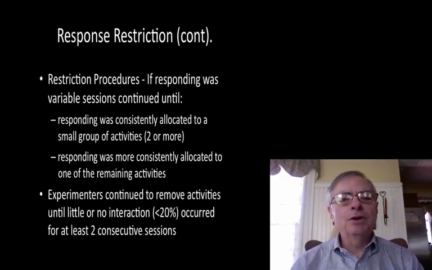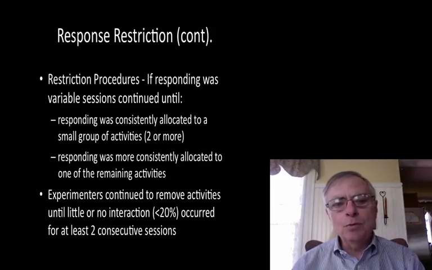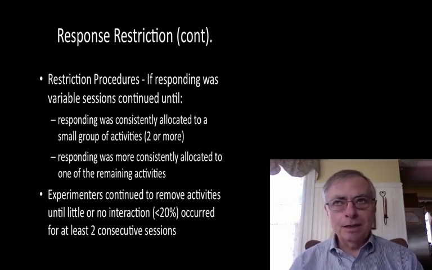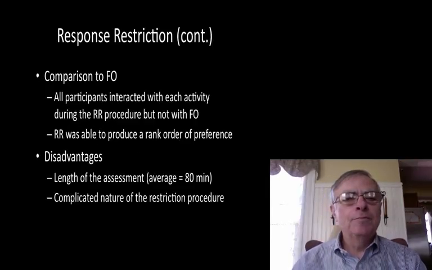If responding was variable, sessions continued until responding was consistently allocated to a small group of activities, 2 or more. Responding was more consistently allocated to one of the remaining activities. Experimenters continued to remove activities until little or no interaction occurred with at least 2 consecutive sessions. So they really wanted to get down to the point where there was just nothing left out of the 7 that the kids particularly cared to play with.